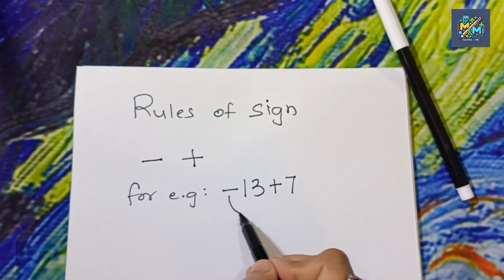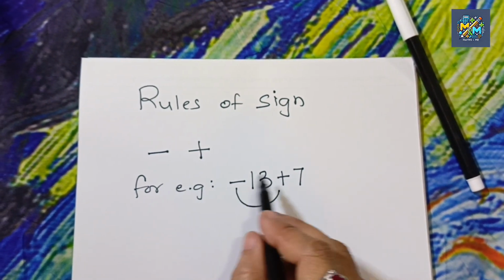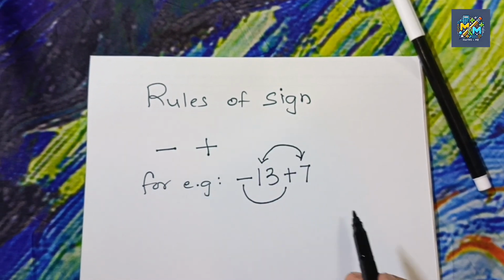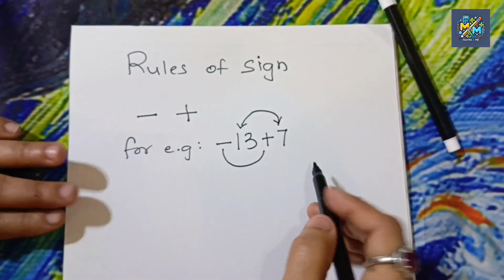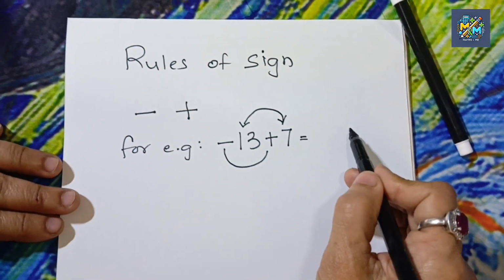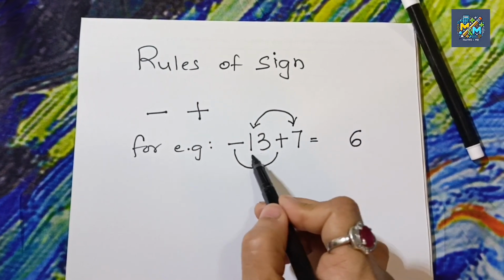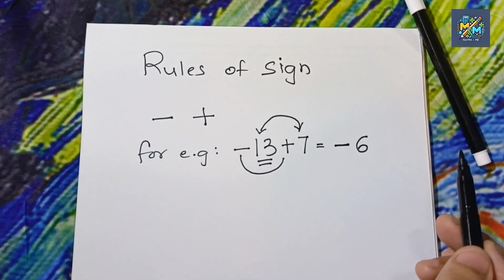In this case, again, we have to keep an eye on the signs. When there are two different signs, obviously, we need to subtract the numbers. So 13 minus 7 is going to be 6. Right. And what is the bigger number? 13 is the bigger number. So I will be writing a minus sign.